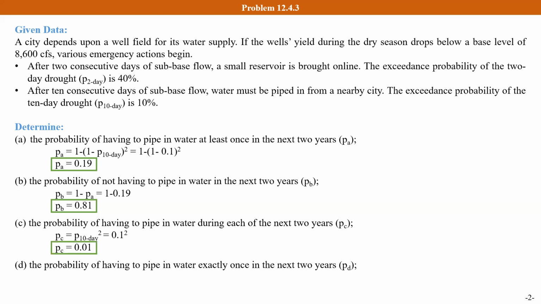Question D, the probability of having to pipe in water exactly once in the next 2 years. So it contains two scenarios. The first scenario is that it needs to pipe in water in the first year, but does not need to do that in the second year. Or they do not need to pipe in the first year, but need to pipe in the second year. So the probability for this question should equal 0.18.